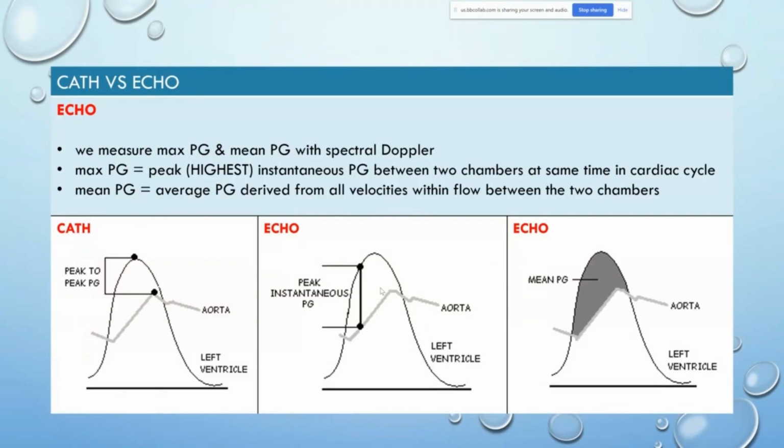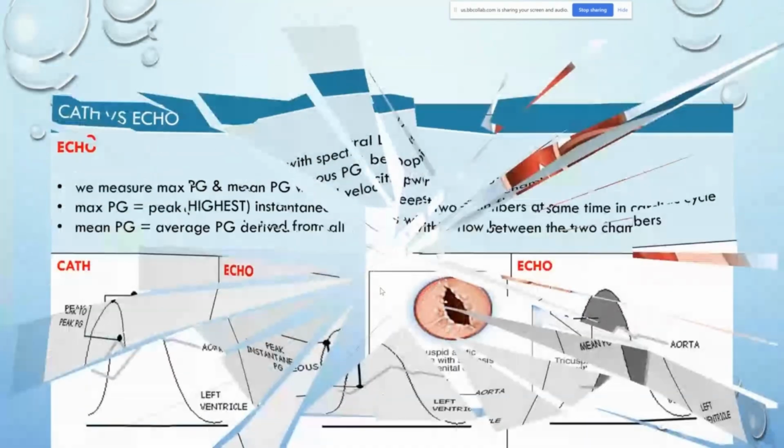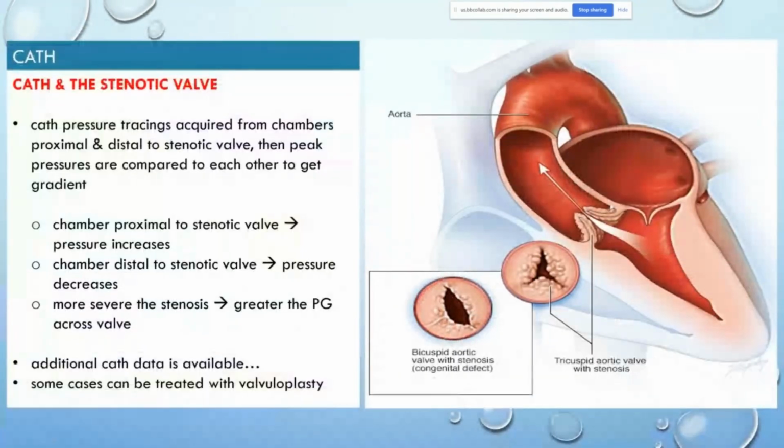So let's talk about the aortic valve for a minute. So this is your aorta. Remember, this is the left atrium, mitral valve, left ventricle, aorta, and the aortic valve right here. Whenever a person has stenosis, in this case aortic stenosis, the cath pressure tracings are going to be acquired from the chambers proximal, which is right here.